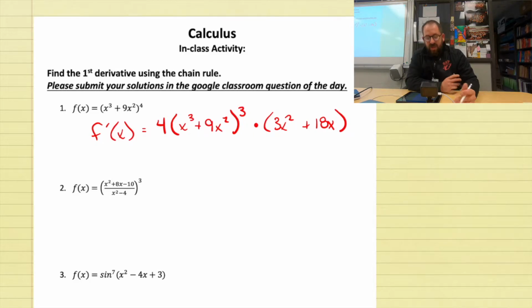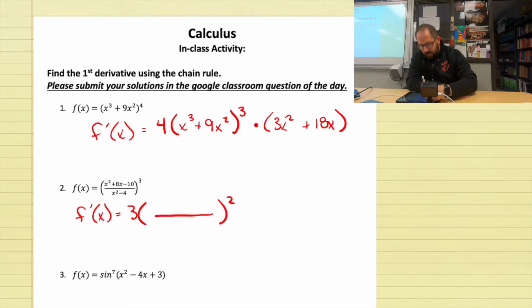Okay, so the next one. That was number 1. That's all I wanted. Number 2, same thing. This one has a quotient rule though. We have an overall rule, which is the chain rule. So first derivative on this one, we have to do the normal power rule. We're going to drop the 3 out front, subtract 1 off the power. And so I'm going to have x squared plus 8x minus 10, and on the bottom, I have x squared minus 4.